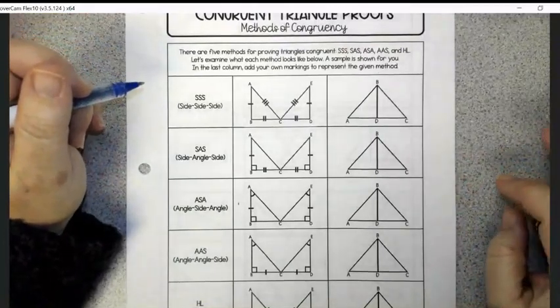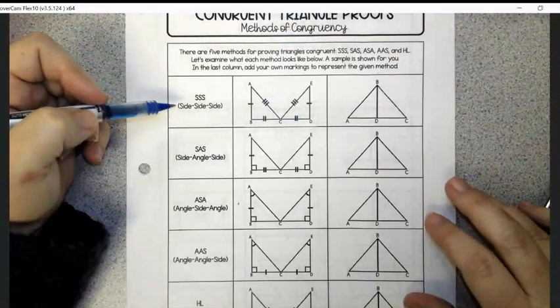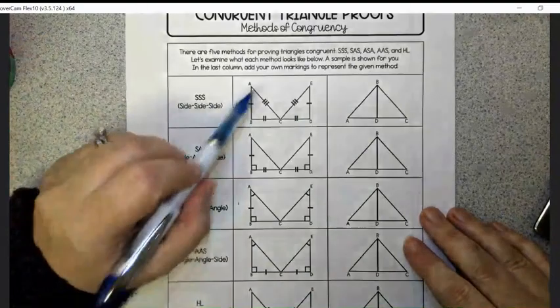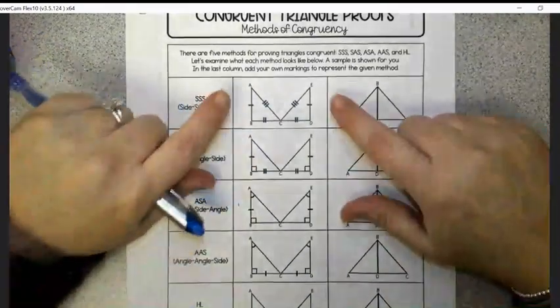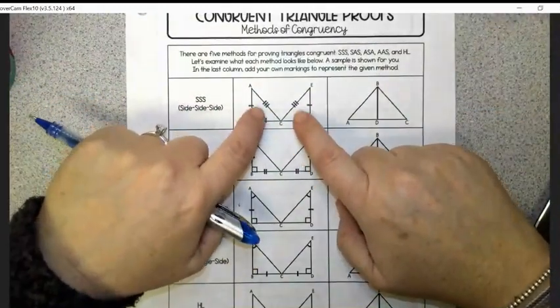Let's review the 5 ways to prove that triangles are congruent. So the first one, I think, is the easiest one. It's called side, side, side. And as you can see in this diagram, you'll have 3 sets of sides marked congruent. So you'll have 1 set of sides with 1 mark, 2 marks, and 3 marks.